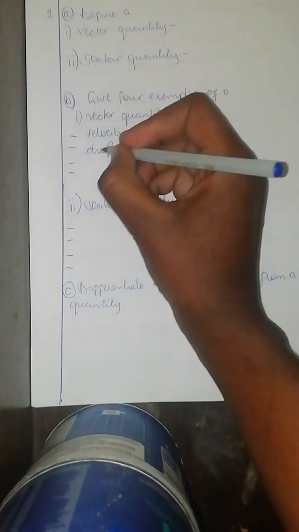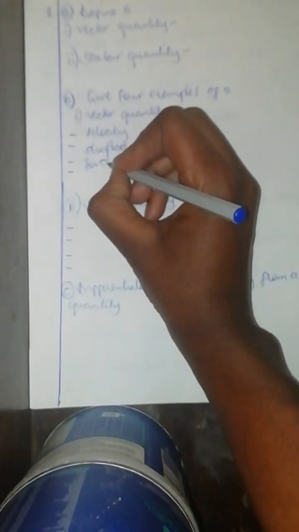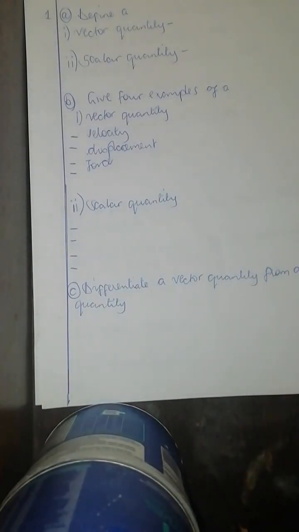Force is also a vector quantity. Because when you're pulling or pushing something, because we know the definition of force as pull or push, when you're pulling or pushing, you're pushing or pulling in a certain direction. So that is a vector quantity. Force is a vector quantity.